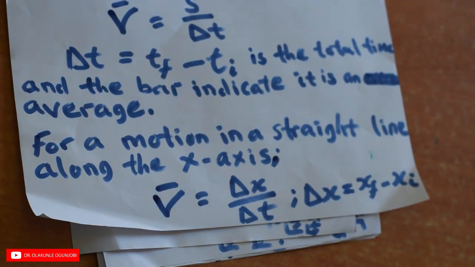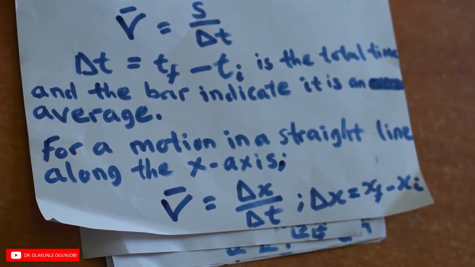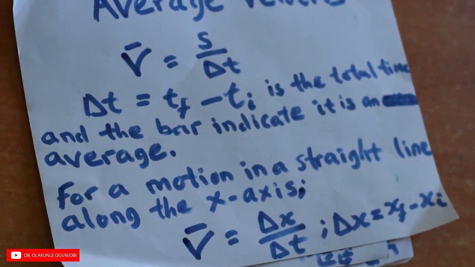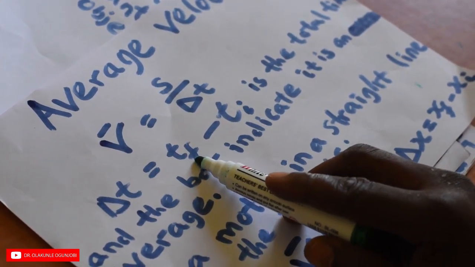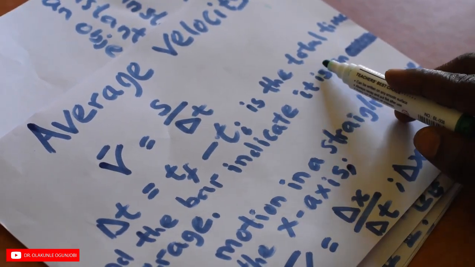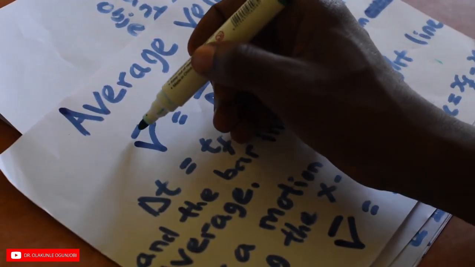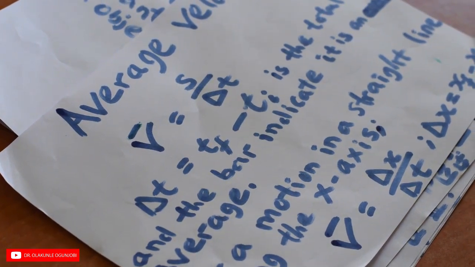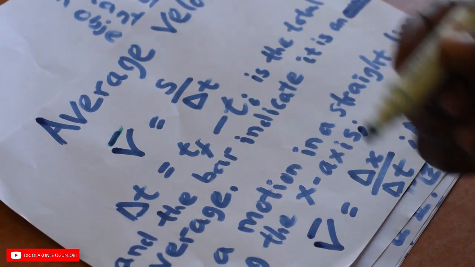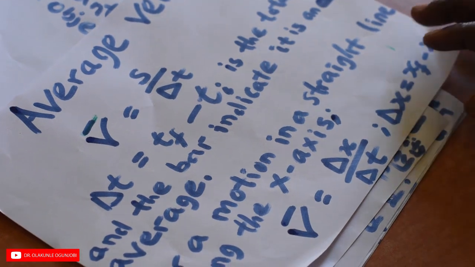Is the total displacement in that direction divided by the total time taken. Of course, mathematically, you can write it this way. Change in t means t final minus the t initial. That will be the total time, and the bar indicates that it is an average. Bar over the v indicates average velocity. All right, you will take note of that.